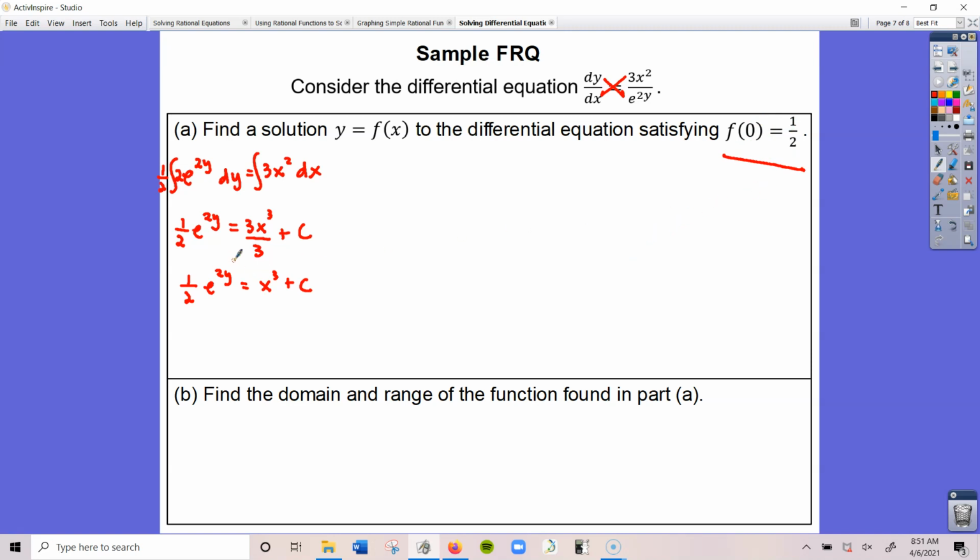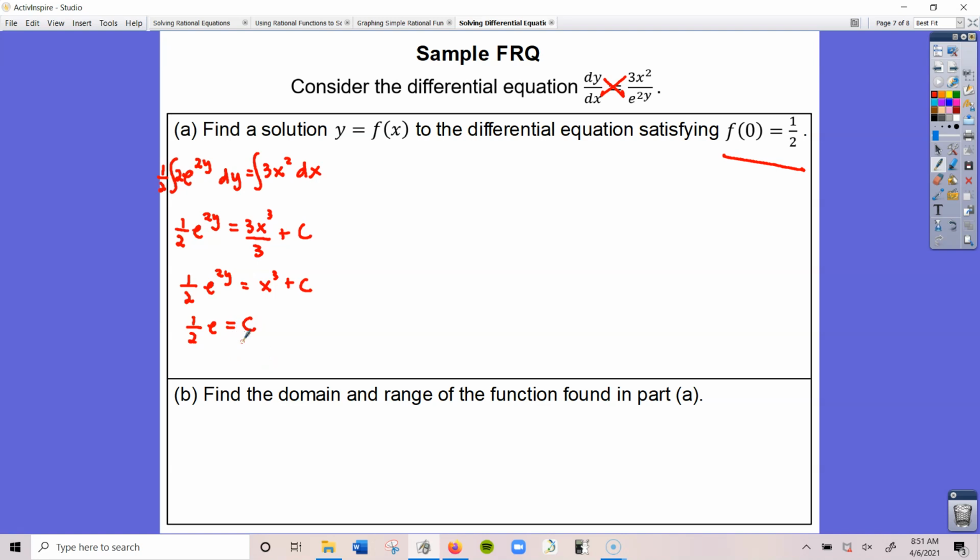So now we're told here my initial condition is f of 0 is equal to 1/2. So we can plug in 1/2 for y and 0 for x. So we get 1/2 e raised to the 2 times 1/2, so just 1, so half e is equal to 0 to the third, which is 0, plus c. So c is equal to half of e.